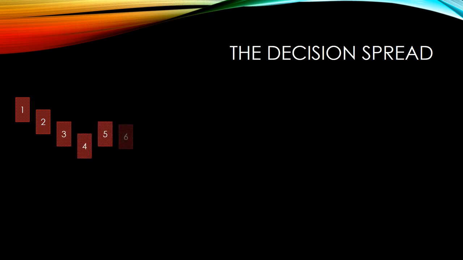Here we go. The decision spread. It's got a couple of different names. The decision spread, the ellipse spread, choices. But it starts with 7 cards laid out in this pattern that you see on the screen now.